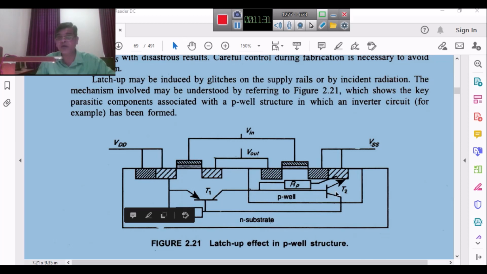Similarly, come to this now. What is this? P type. And what is this? N. And this? N. So N, P, N. Due to the very construction of this P-well structure, an NPN transistor is also formed here. Next, this P-well has some resistance, which appears between your substrate contact and the well. That is called RP.